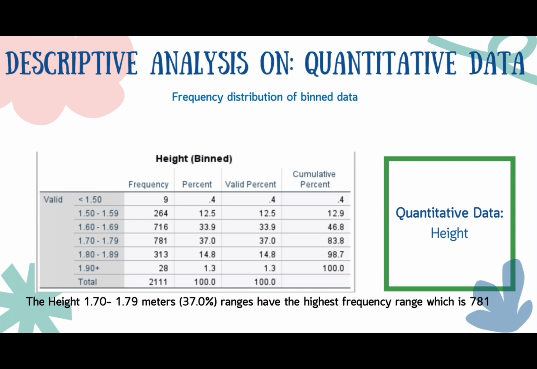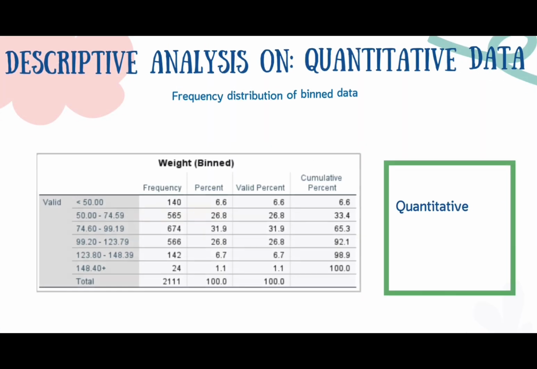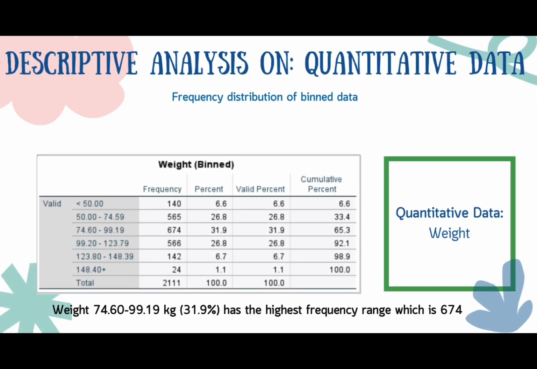It shows that the majority of people are within normal adult height limits. Frequency distribution of BINTI data. Weight. The BINTI weight data shows an important variety of weight distribution of the population. From 74.60 to 99.19 kilograms, 31.9%, has the highest frequency range, which is 674.